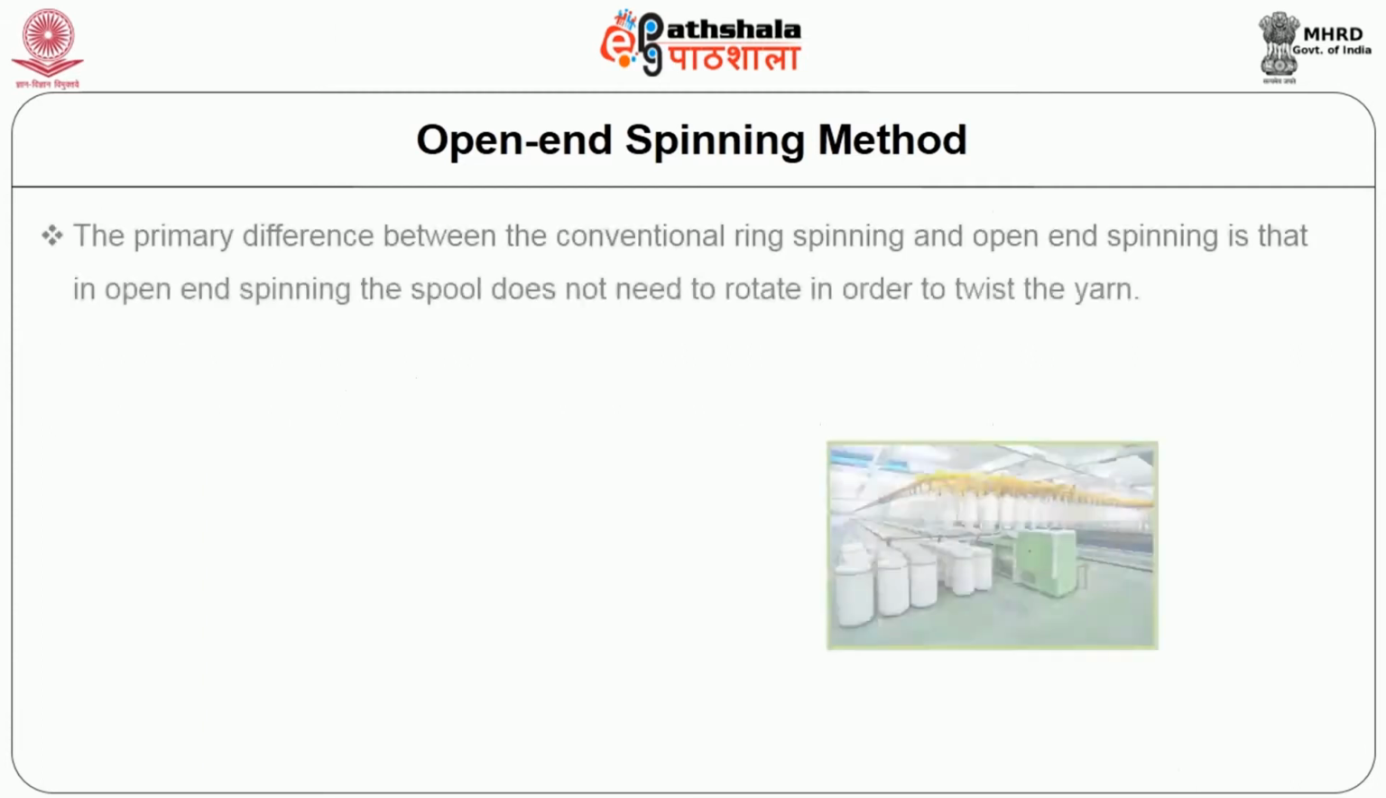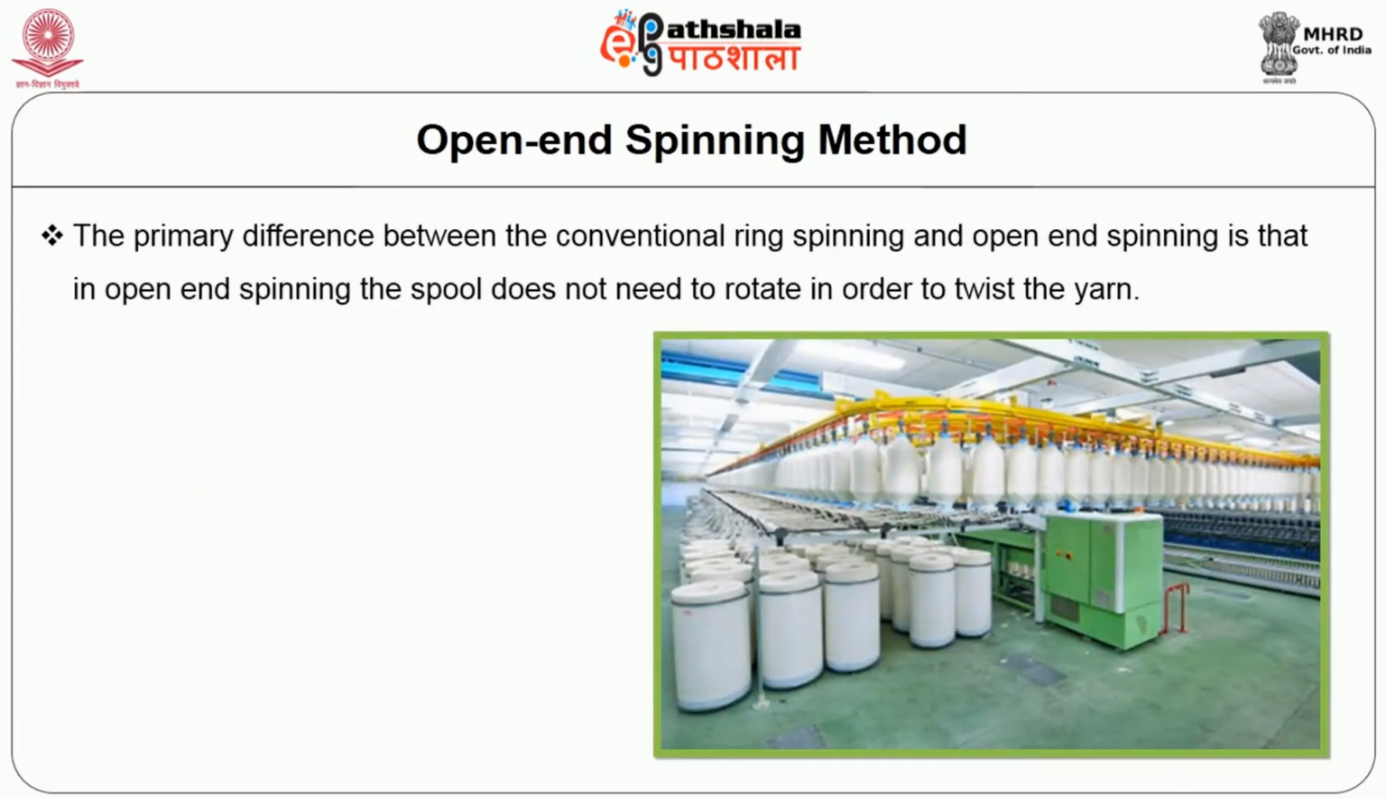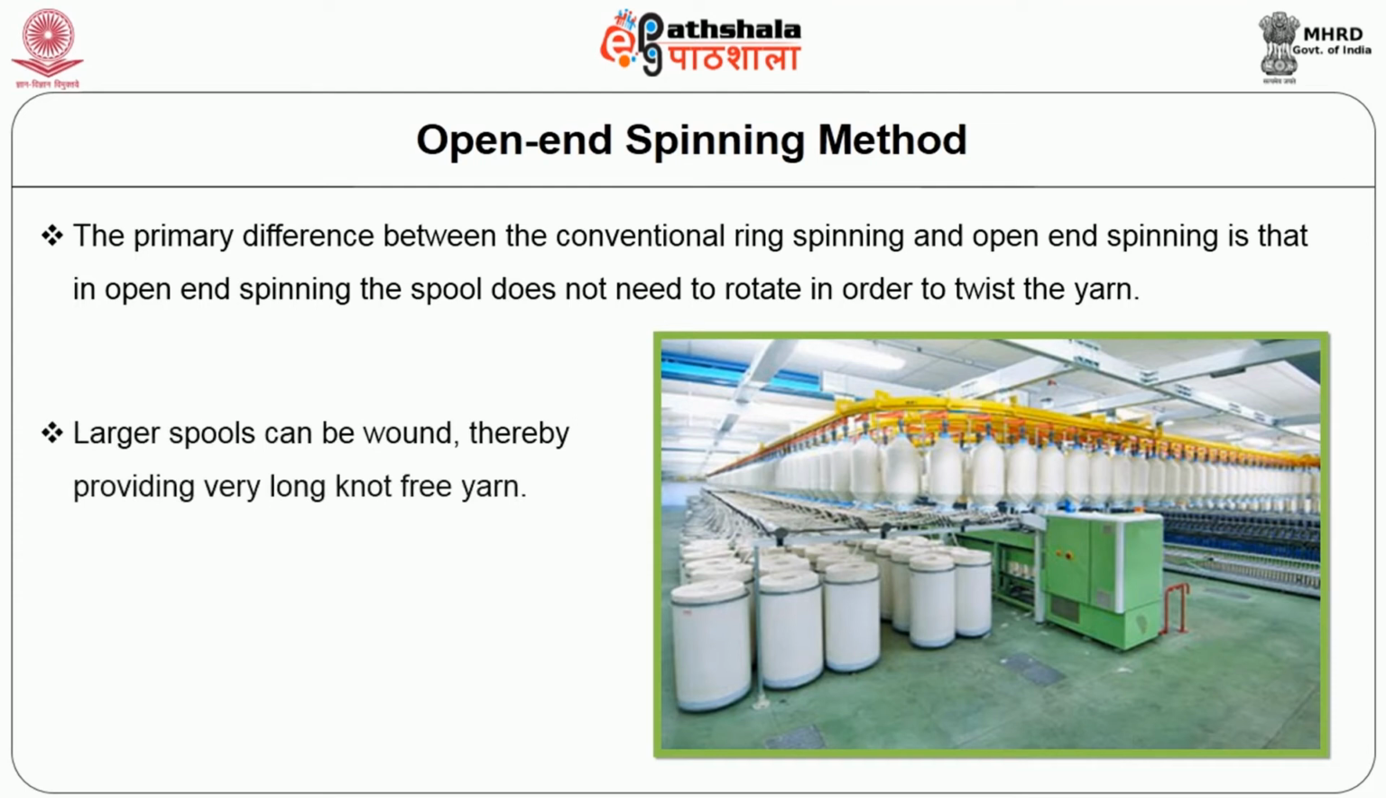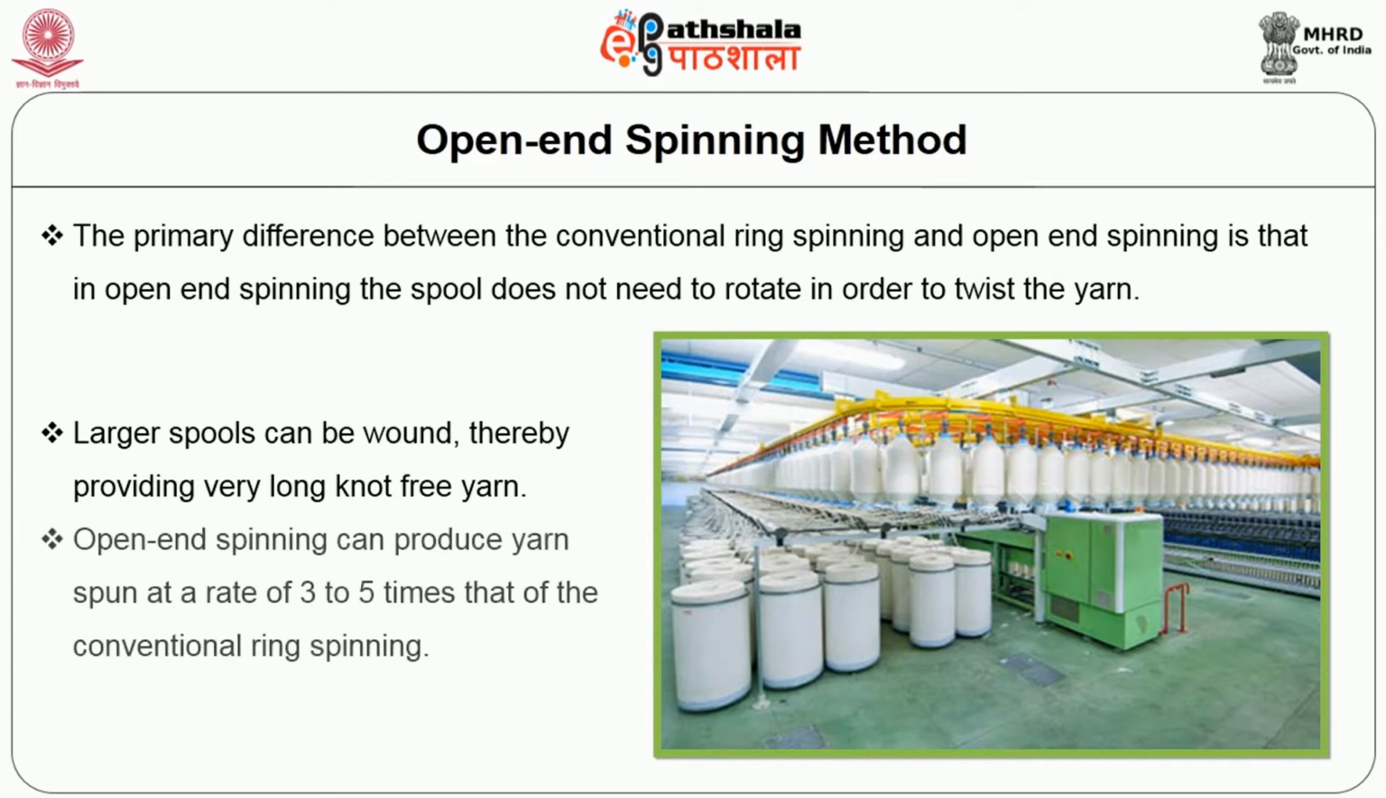The primary difference between conventional ring spinning and open-end spinning is that in open-end spinning, the spool does not need to rotate in order to twist the yarn. Large spools can be wound, thereby providing very long knot-free yarn. Open-end spinning can produce yarn at a rate of 3 to 5 times that of conventional ring spinning.